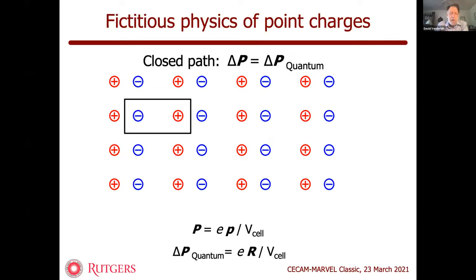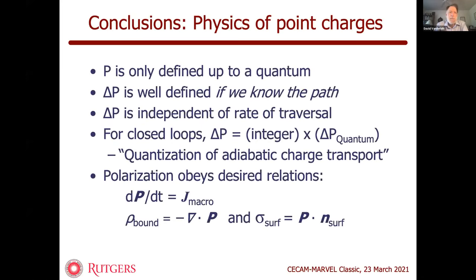So this is what the theory of electric polarization has to look like for systems of quantized point charges in some fictitious physics. And here's a summary. Polarization is only defined up to a quantum. Changes in polarization are well defined if we know the path. The change in polarization is independent of the rate of traversal. For closed paths, the change in polarization is an integer times the quantum of polarization. This is called quantization of adiabatic charge transport.